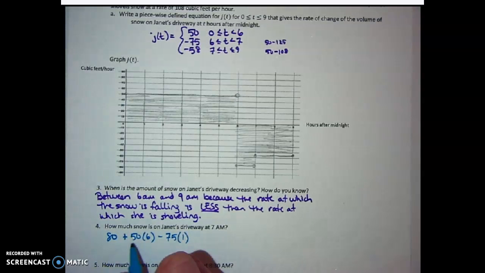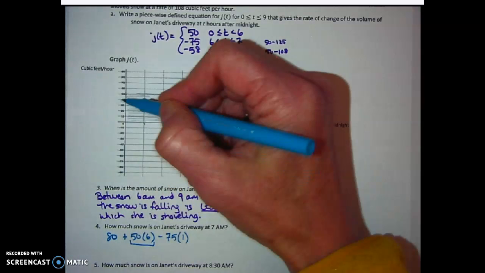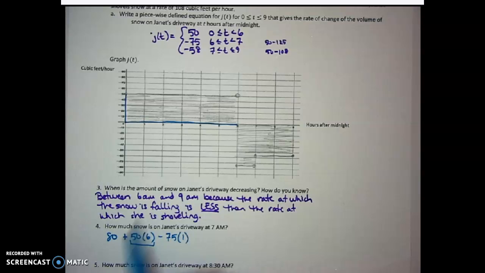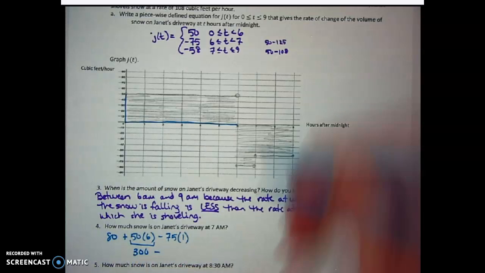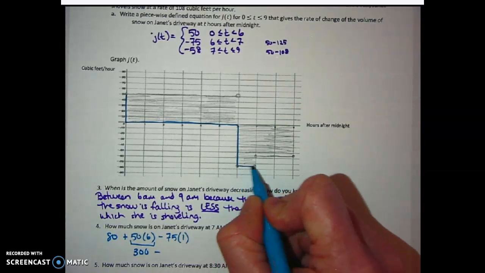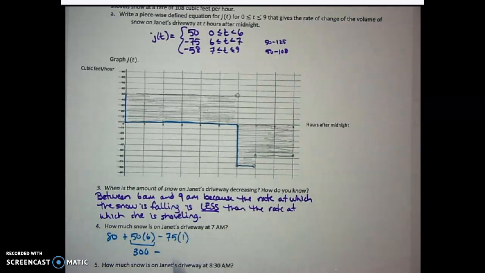When we do all this math, what do you notice about 50 times 6? Well, the height of this rectangle is 50, and the length of this rectangle is 6. So the area of that rectangle is 300. The length of this rectangle is negative 75, and the width is 1, so that's how we get that minus 75. The 80 we already started with. This is going to give us a total of 305 cubic feet of snow.